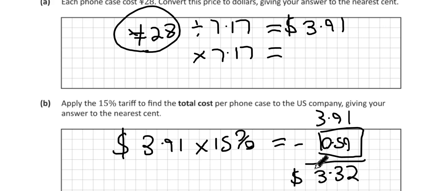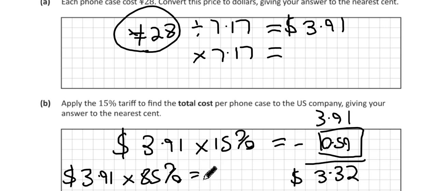Does anybody have a more direct way of doing that? Will I show you a direct way of doing it? You can multiply it by 85%. So if you multiply it by 85%, it automatically takes the 15% away. So what do you get when you multiply by 85%? Somebody do that directly. 3.91 multiplied by 85%. What did you get?